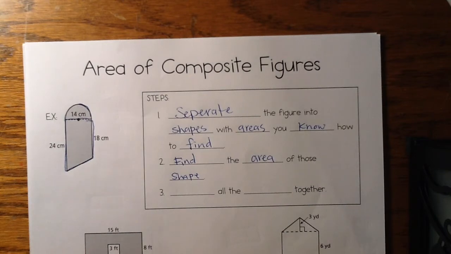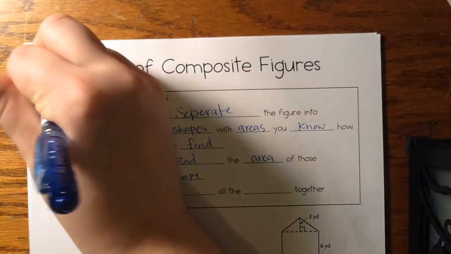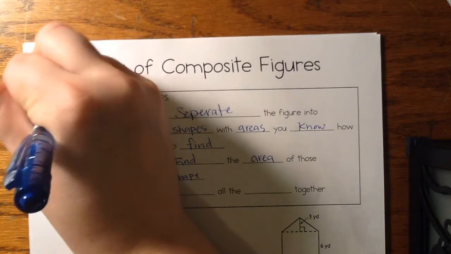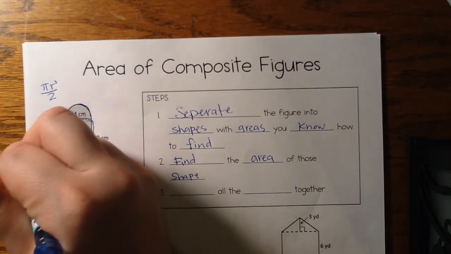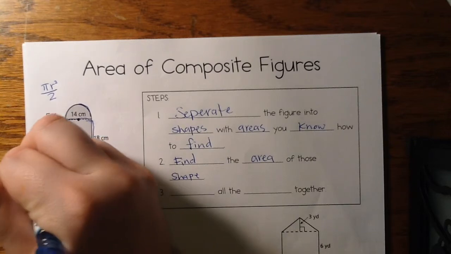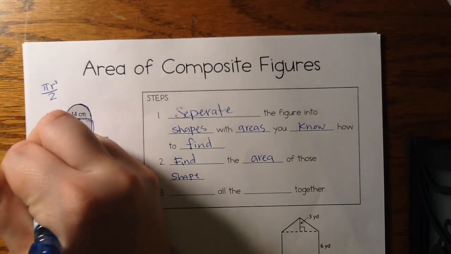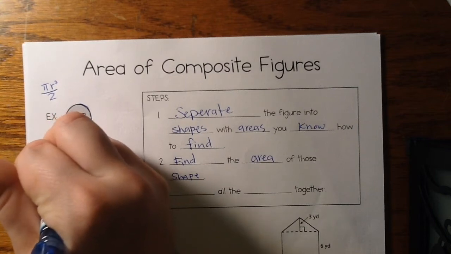So we know for our semicircle, our area is pi r squared divided by 2, because it's a semicircle. And for our trapezoid, our formula is height over 2 times base 1 plus base 2.